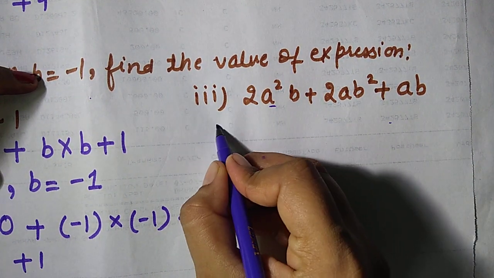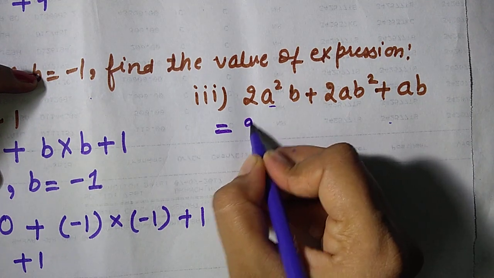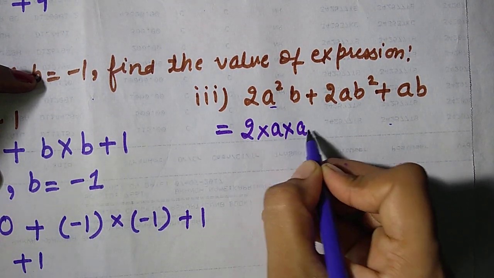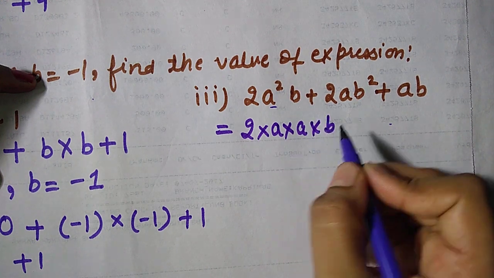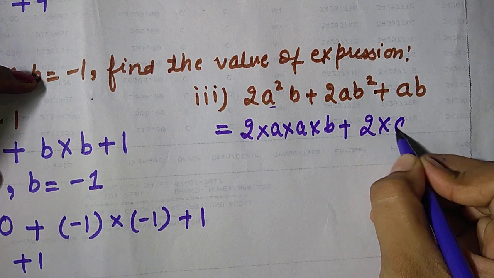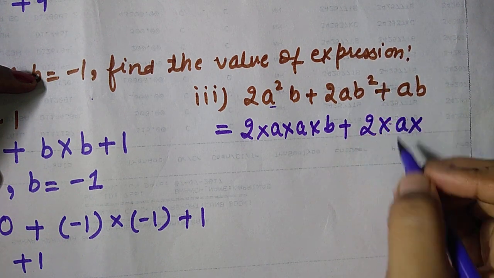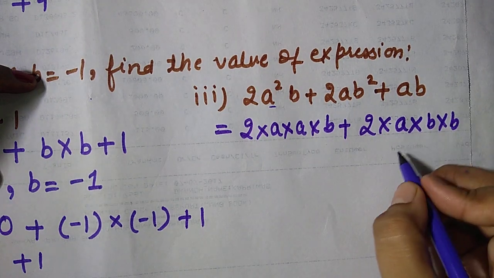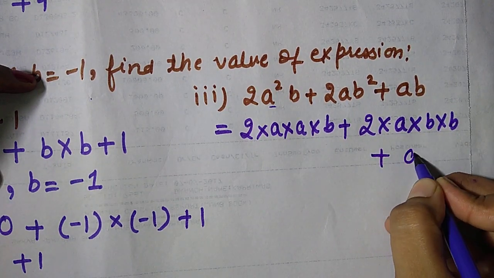Okay, so let us solve this. 2a square b: 2a square means a is multiplied 2 times, so a into a into b. Plus 2ab square: it means 2 into a into b square, where b square means b is multiplied 2 times, so b into b. Then plus ab; ab means a into b.